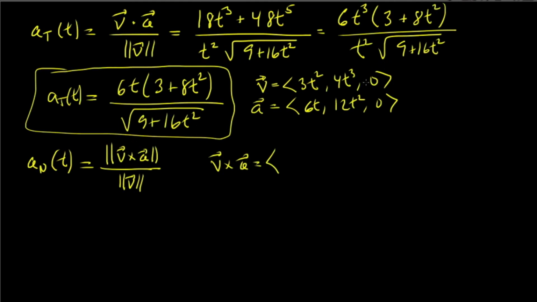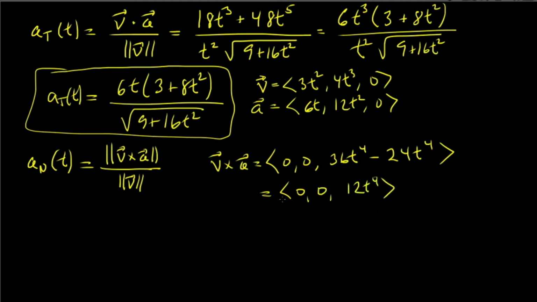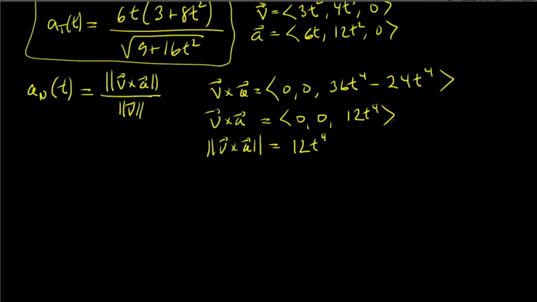Okay, so the first component is 0, the second component is 0, so there's only a third component, and it's just going to be, let's see, 36t to the fourth minus 24t to the fourth. Oh, that's easy. So that's just 0, 0, and then 12t to the fourth. And that's a vector, but we only need its magnitude. I hope you can take the magnitude of that pretty easily. It's just 12t to the fourth. When there's only one component, that component is its magnitude.